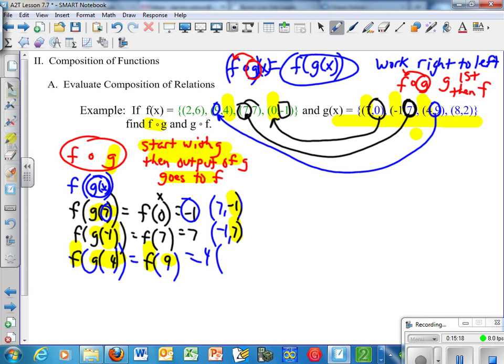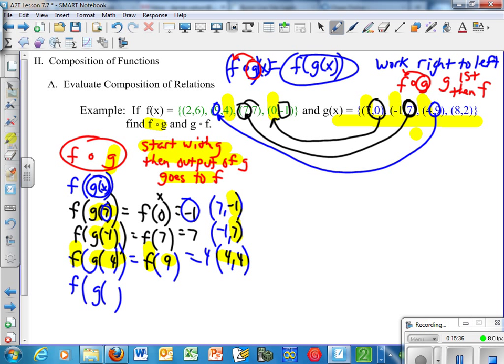So when we inputted a 4, we outputted a 4. So there would be f of g of 4. Let's go to the next one.